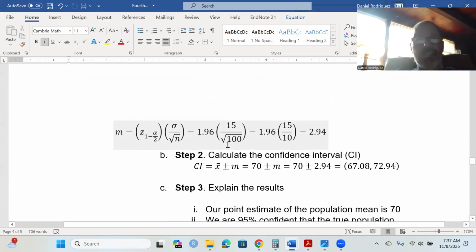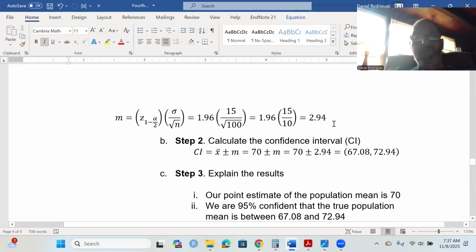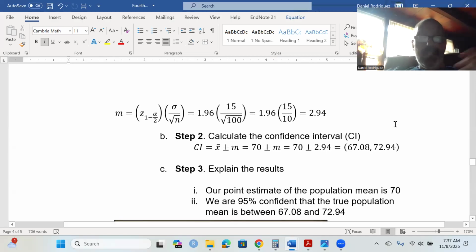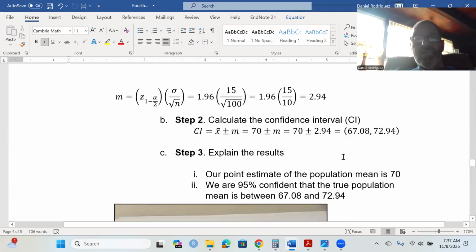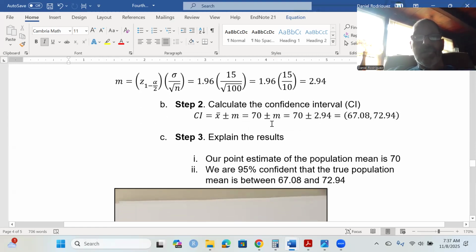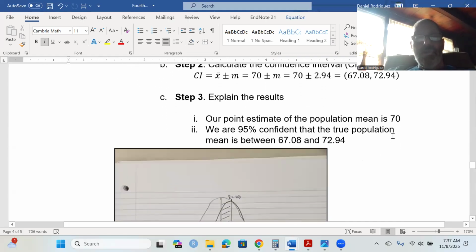We know our sample size is 100. We know from what we just did a moment ago that this critical value is 1.96. We know our standard deviation is 15, so we can go ahead and do this calculation. That's 2.94. Calculate the confidence interval. Okay, so the confidence interval, we'll take our mean and we'll add and subtract the margin of error from it. We get 67.08 and 72.94.